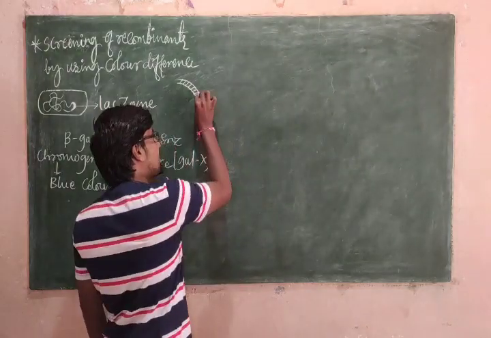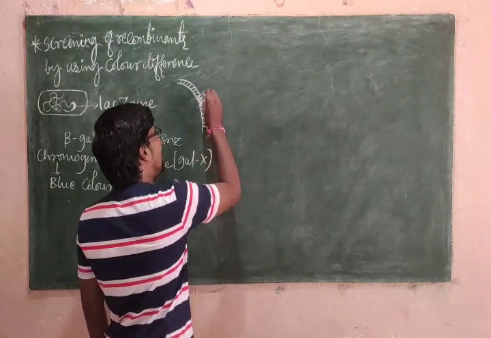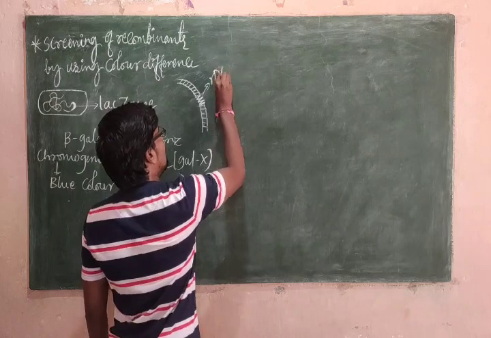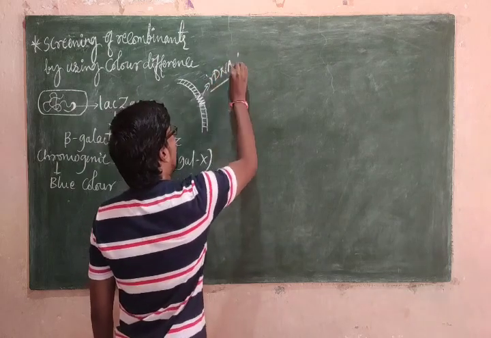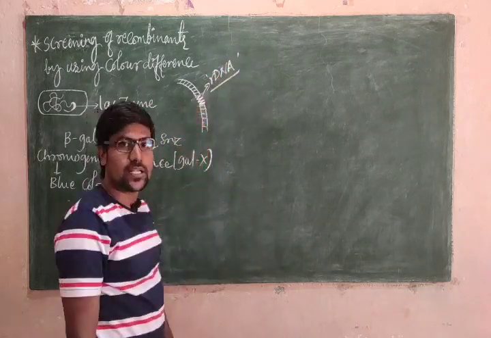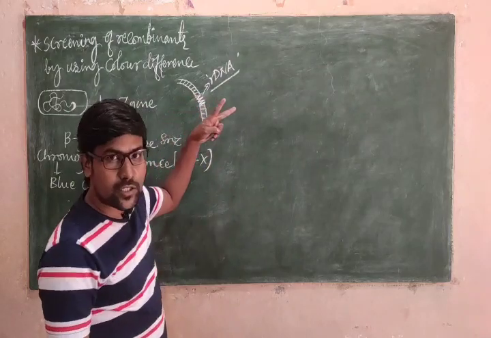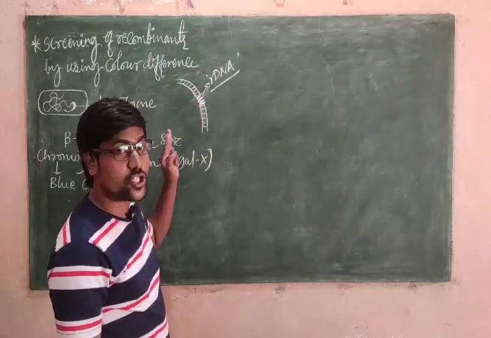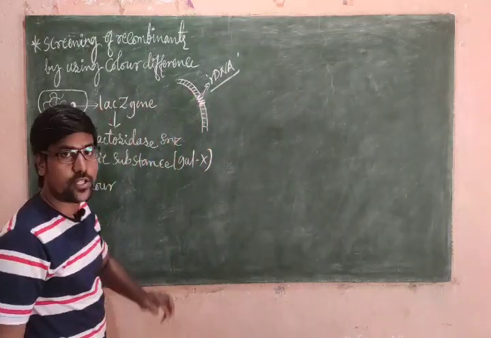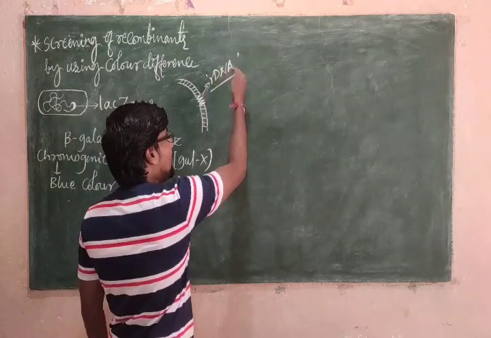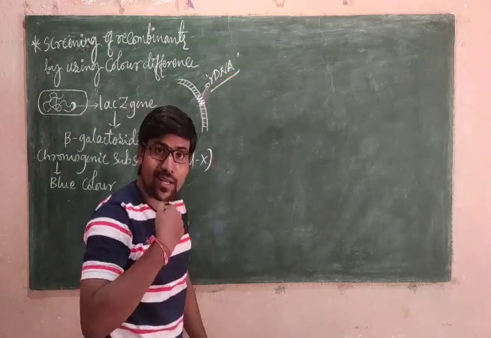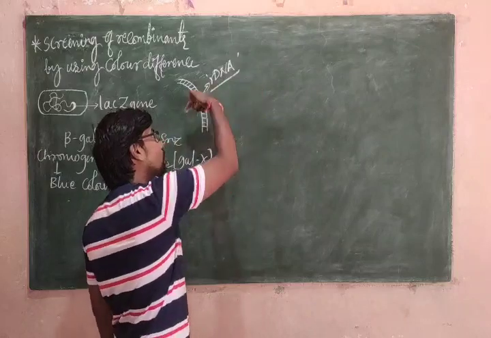Now in this gap I am going to add rDNA. That means our desired gene I am going to insert. With the help of restriction endonuclease enzyme, I will cut the gene. Which gene? LAC-Z gene. In that gap, I am going to add our DNA. Our DNA I am going to introduce.